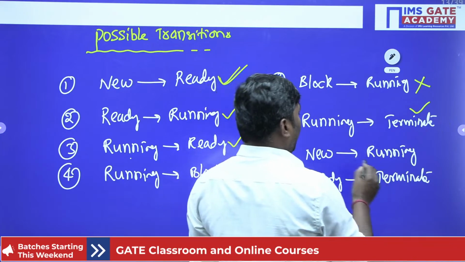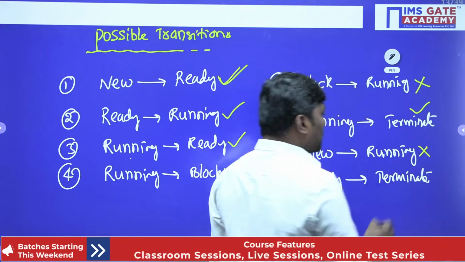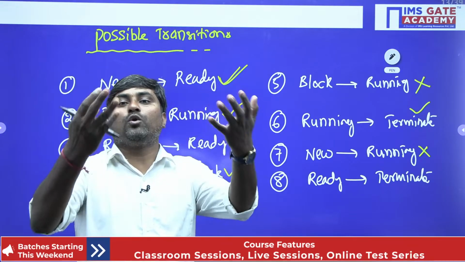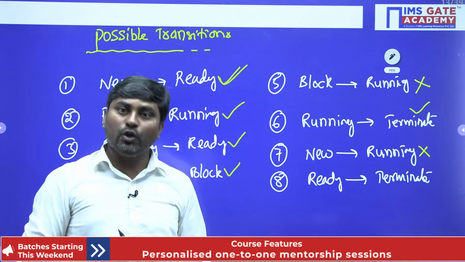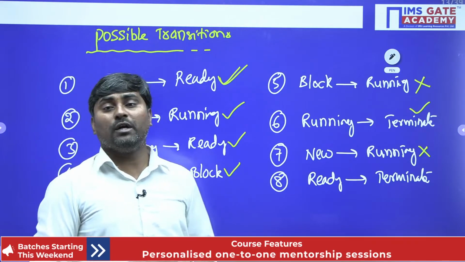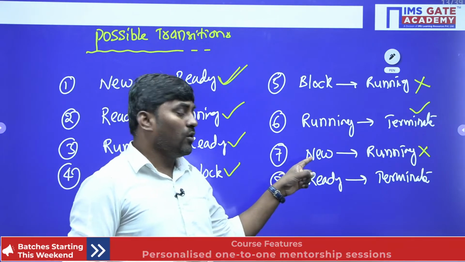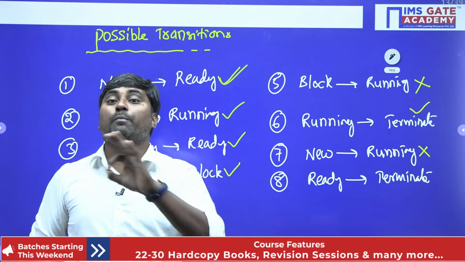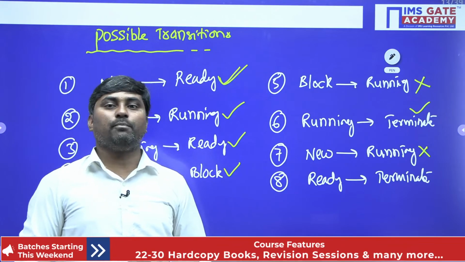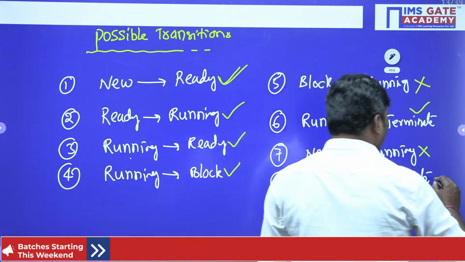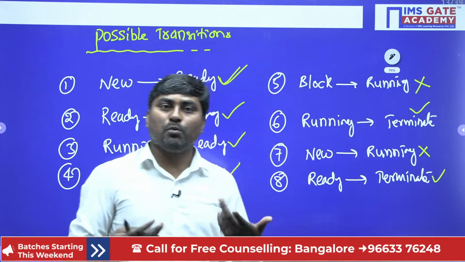New to running is not possible under multi-programming, because a newly created process you have to load into main memory, that is the ready queue, first, because we don't know the availability of the CPU. New to running is possible only under a uni-programming operating system, not a multi-programming operating system. Ready to termination, yes, this is possible.